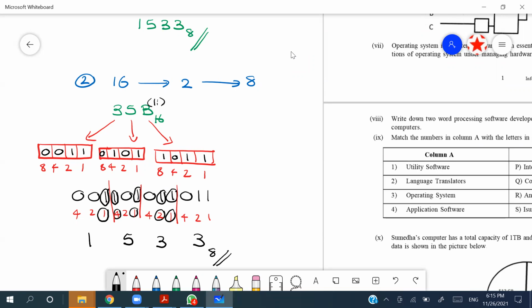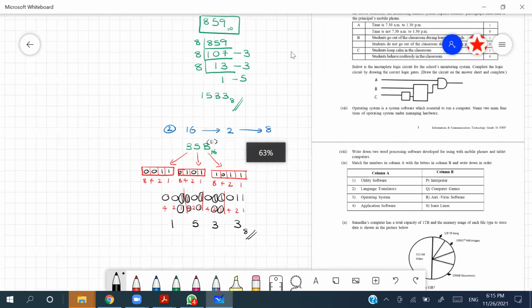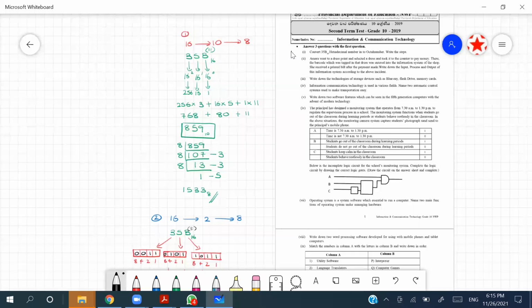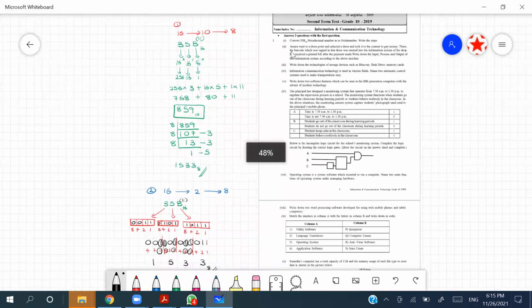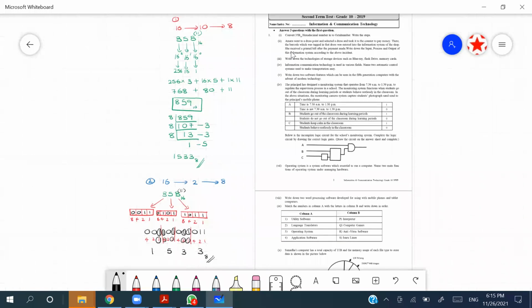Right? So who got this correct? People? Okay, Anuhas, that's great. Right, Risara, very good. Kusira, Ranima, Tedara, very good. And who else? Vinadi, very good.